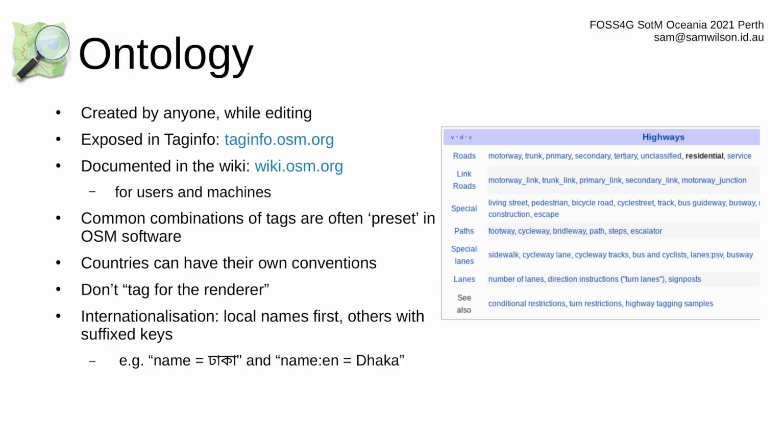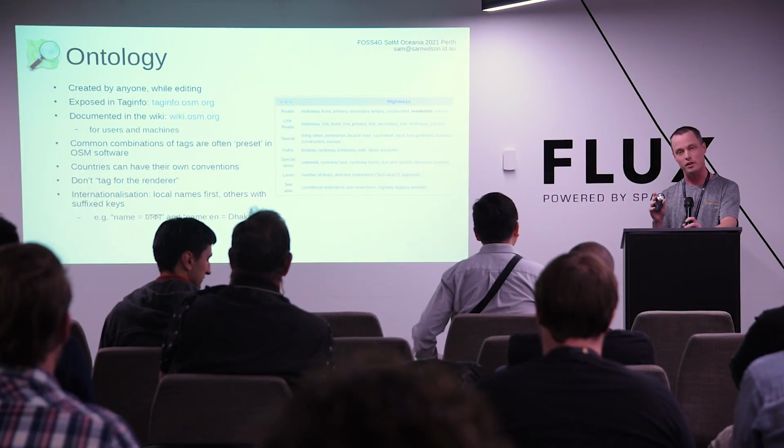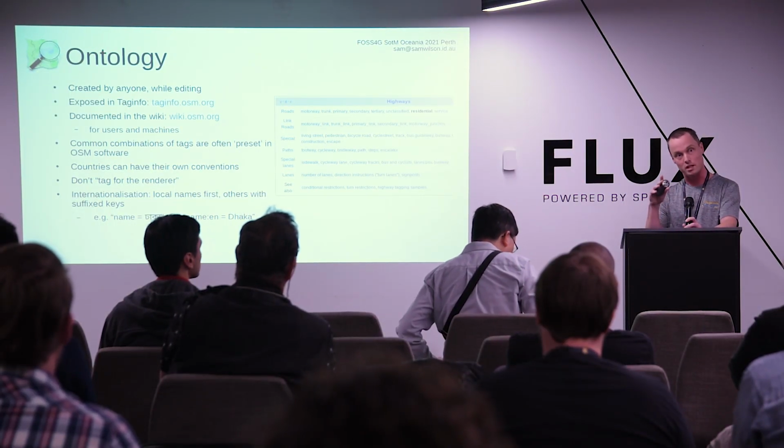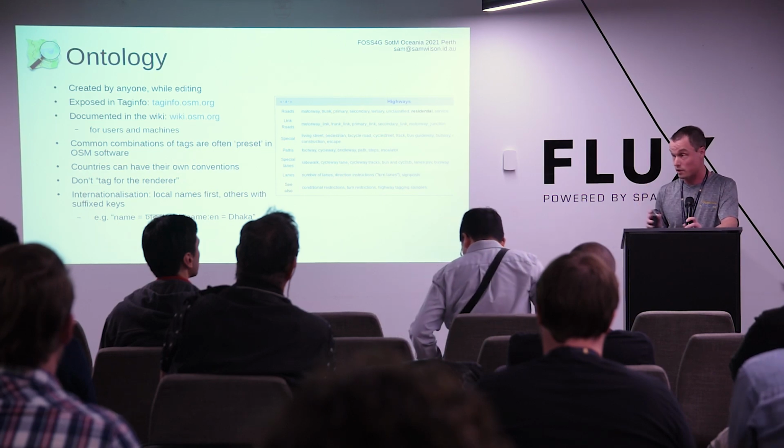In taginfo, you can see statistically common combinations of tags, and those will then get used in various editing software to produce what are called presets. So if you're adding a building in the iD editor, which is the standard web editor for OSM, it'll give you a list of building and street address and street name and suburb and things like that. And they're based around what have become common and then what have been declared to be good things to have together.